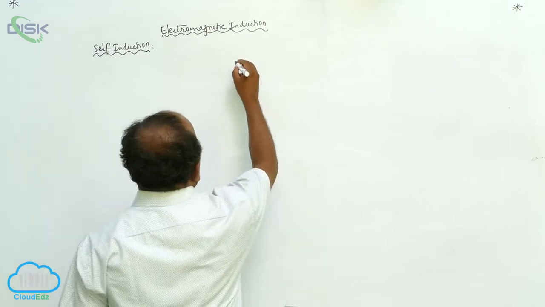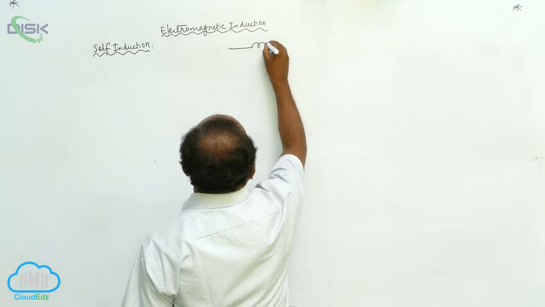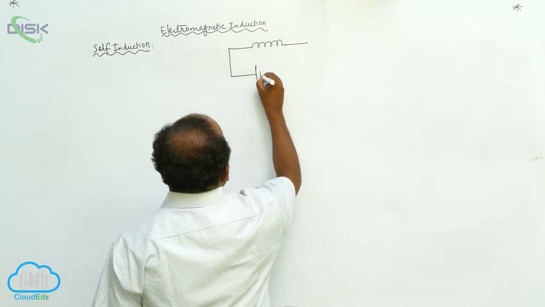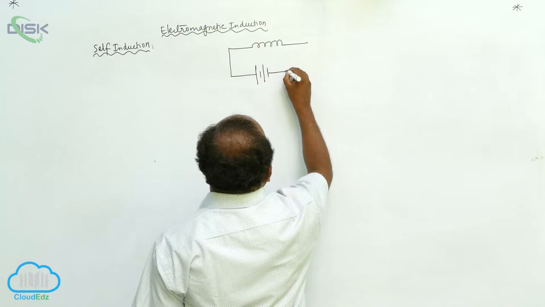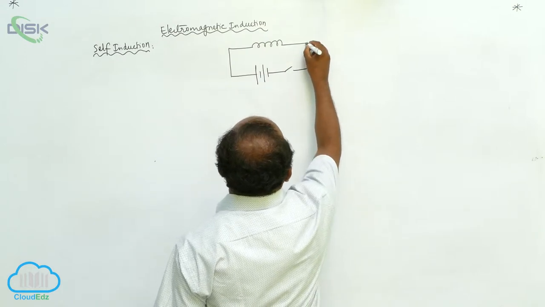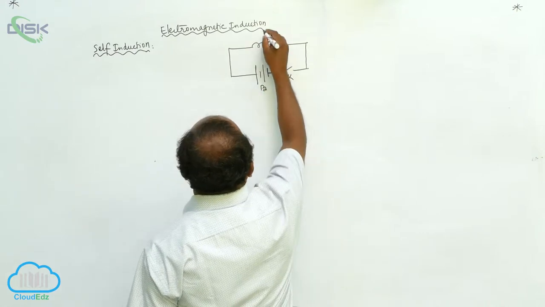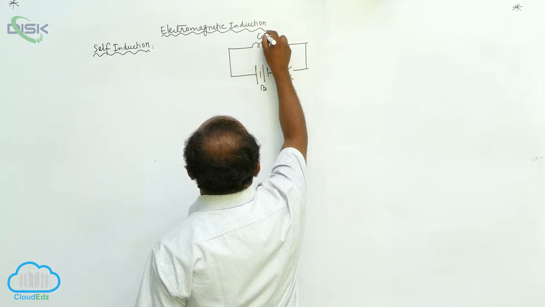Now let us consider there is a coil and there is a battery and a coil. There is a key K, battery B, and this is the coil.